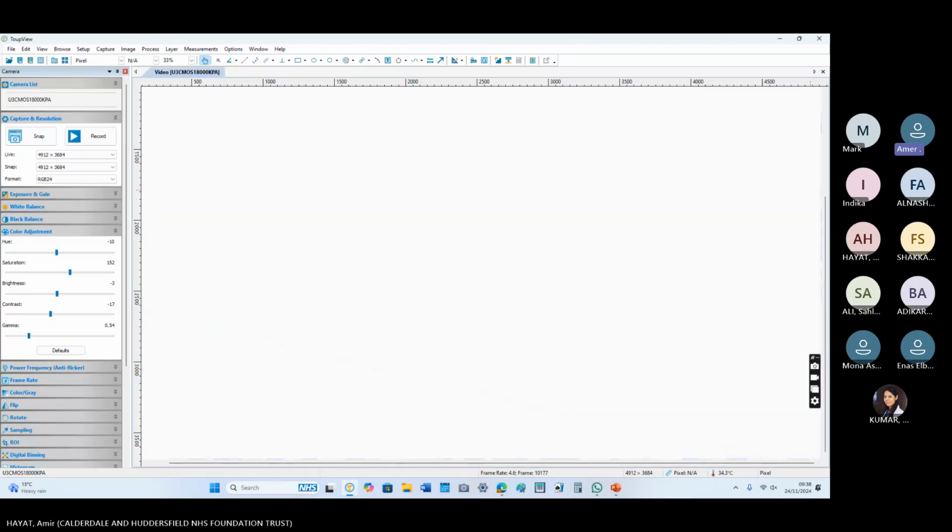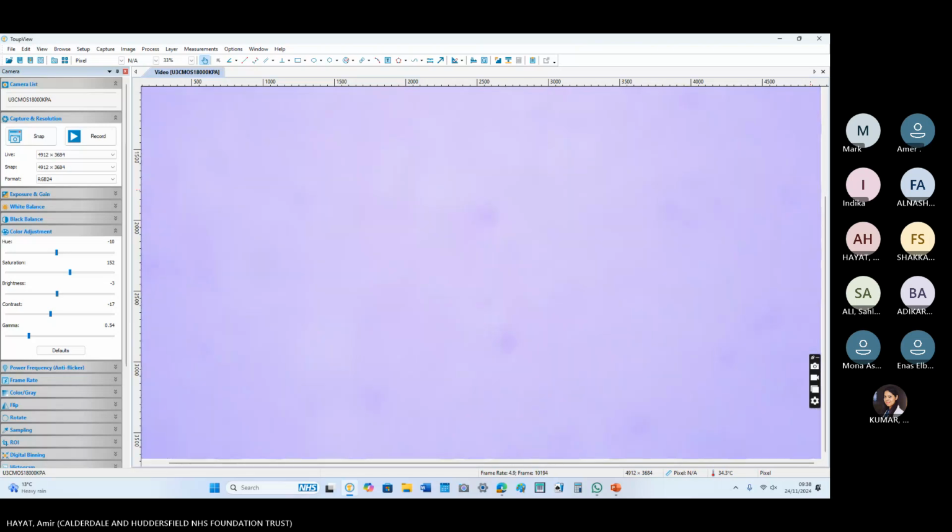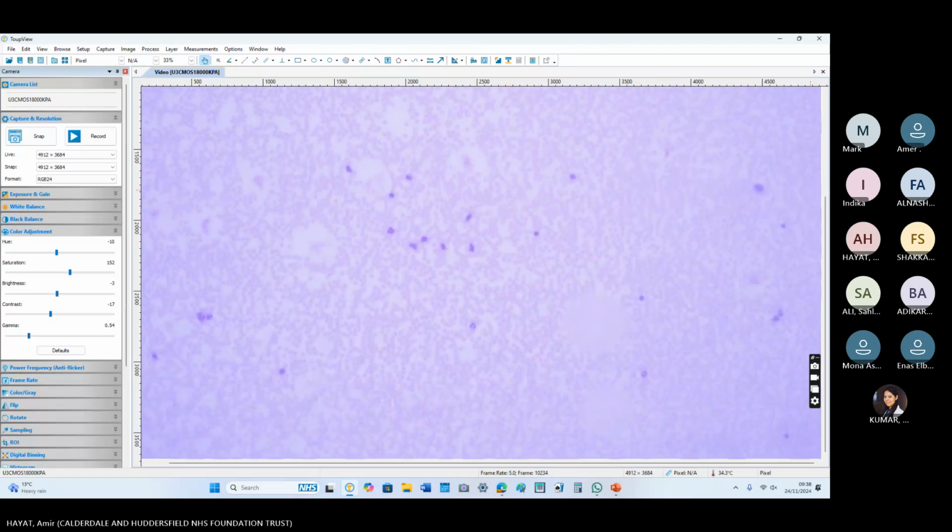So the next blood film is a 24-year-old male with fever and cervical lymphadenopathy.